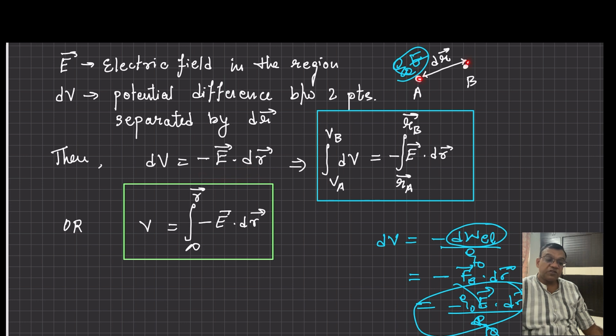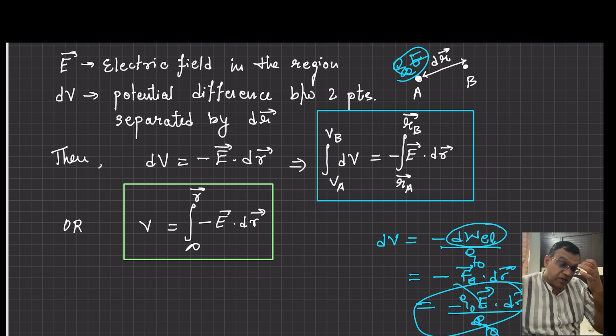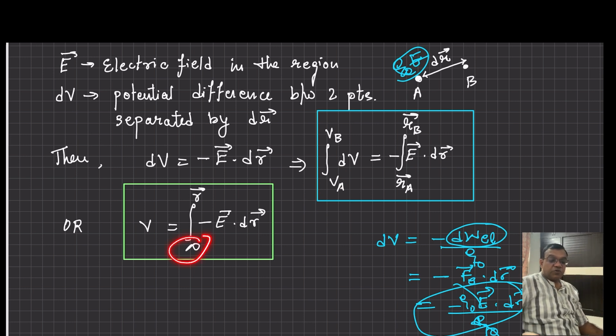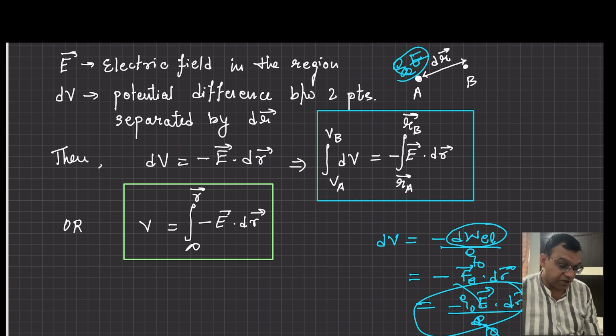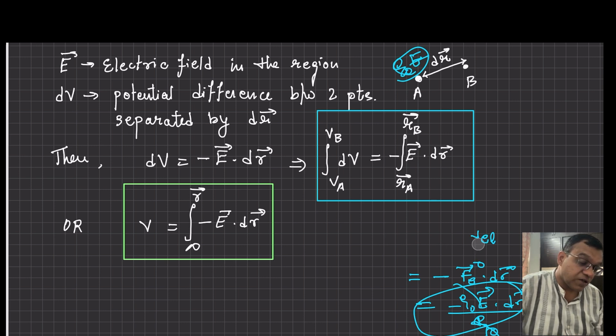If you integrate this between the 2 points A and B, VA to VB, at position vector RA the potential is VA, and at position vector RB it is VB. And this can also be written as V equal to, if A is at the reference point, and generally what happens, we take the reference at infinity, that's why here I have written infinity. So potential at a point can be defined as the negative of the integral of E dot dr if we go from infinity to the desired point, right? So this is the relation between potential and the electric field.